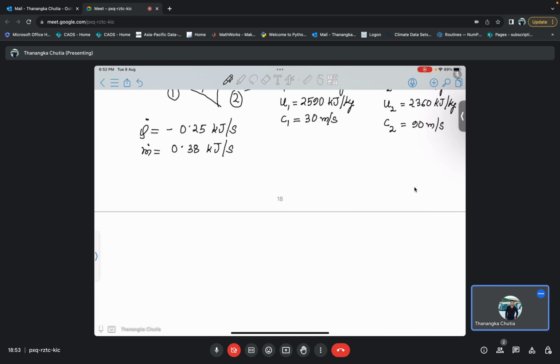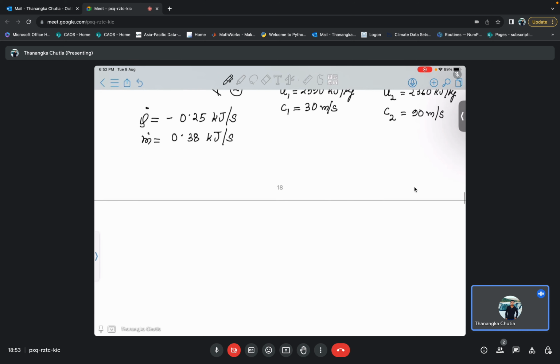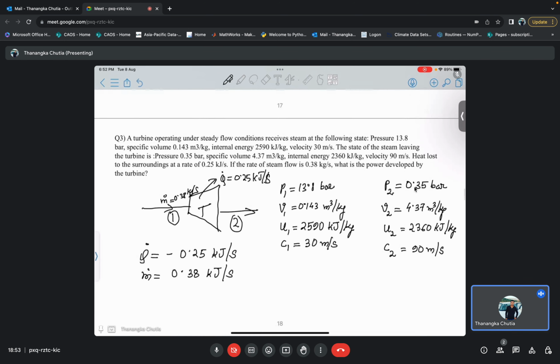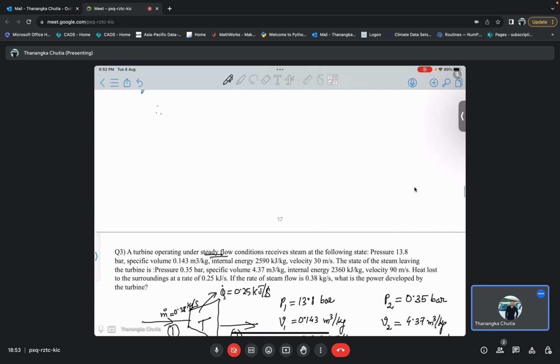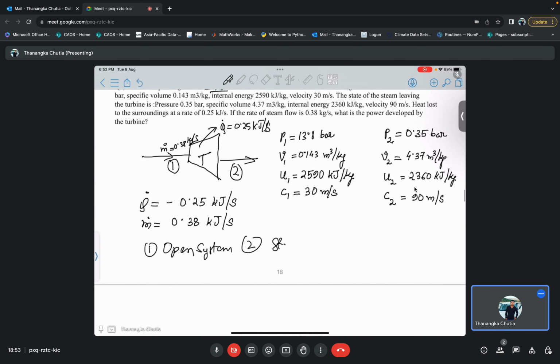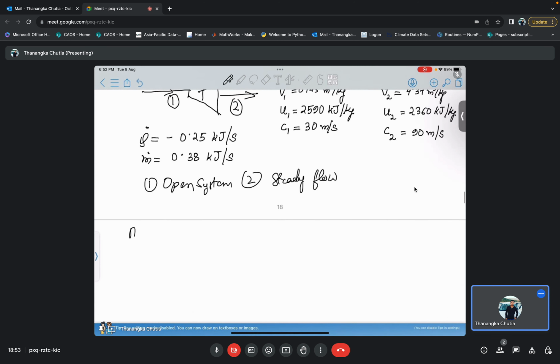Okay, so how should we proceed? Now this is an open system. Okay, what it is? It is an open system. And secondly, steady flow. So what we will apply here? Applying steady flow energy equation.